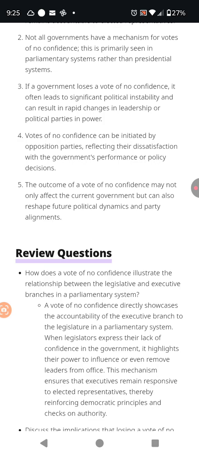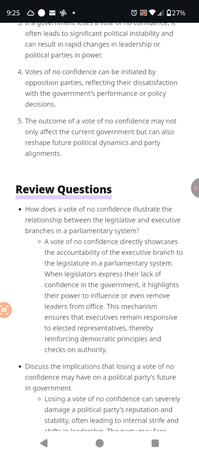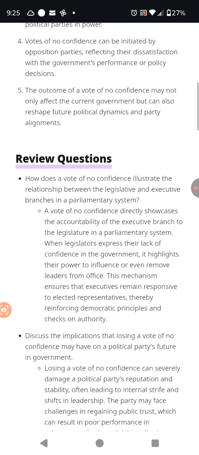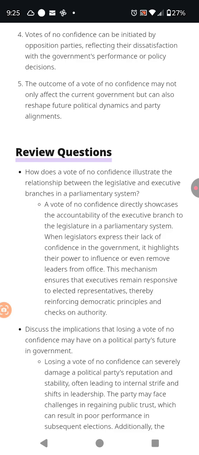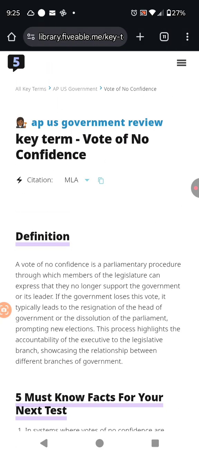Votes of no confidence can be initiated by opposition parties, reflecting their dissatisfaction with the government's performance or policy decisions. The outcome of a vote of no confidence may not only affect the current government, it can also reshape future political dynamics and party alignments. Okay, people, I just wanted to bring that up, all right?